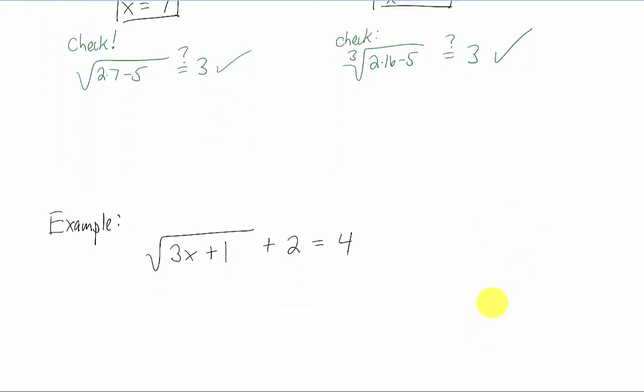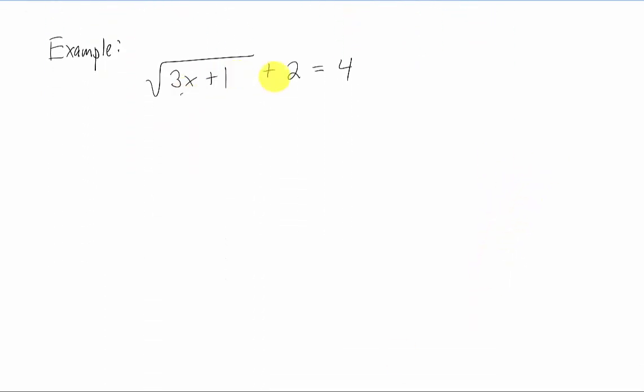Alright, let's try another example. The reason we're doing this problem is so I can point out that your first step should always be to get a square root by itself. That's going to make the squaring process a lot easier, and you'll be able to solve the problem much more quickly. So I'm going to start this problem by subtracting 2 from both sides. Now that this square root is by itself, we can get rid of it by squaring both sides, and the rest should be pretty straightforward.